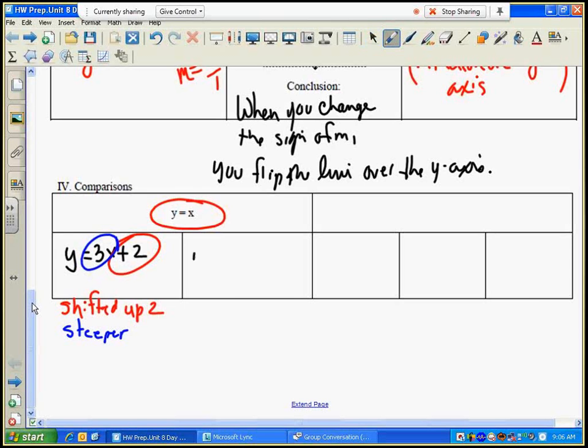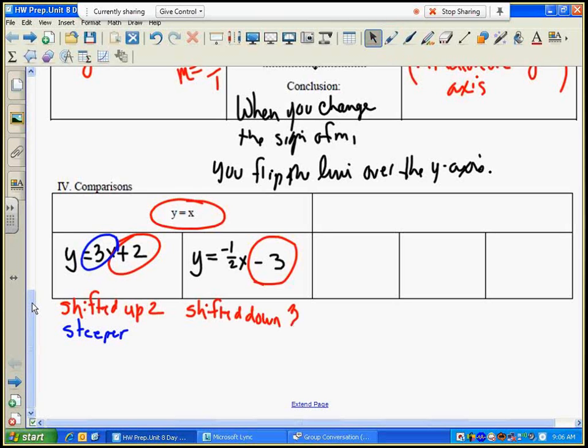Let's try another one. Y equals negative 1/2 x minus 3. Okay, let's take a look at the b. The original b was 0. This b is negative 3. A shift has occurred. In this case, it's been shifted down 3. Okay, from 0 to negative 3.